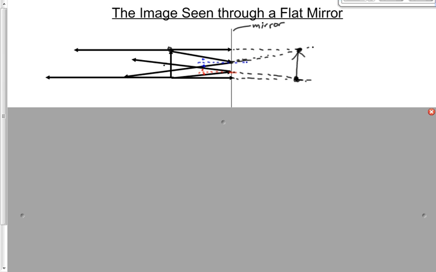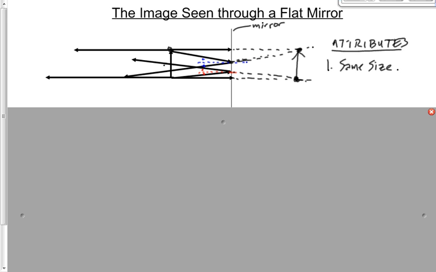We describe three characteristics, or attributes, we call them. Three attributes, characteristics of the image that we see. And the first one is based on size. In this case, we'd say it's the same size. The image is the same size as the object.